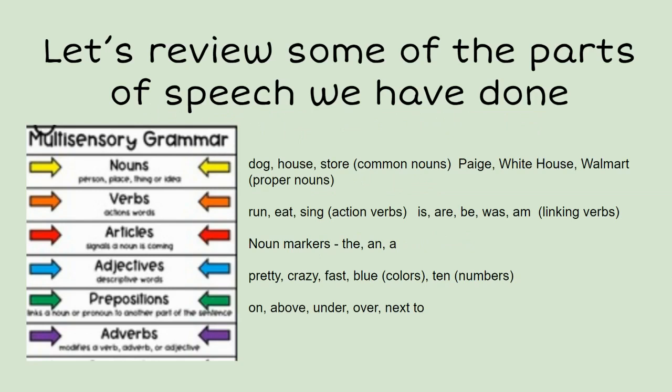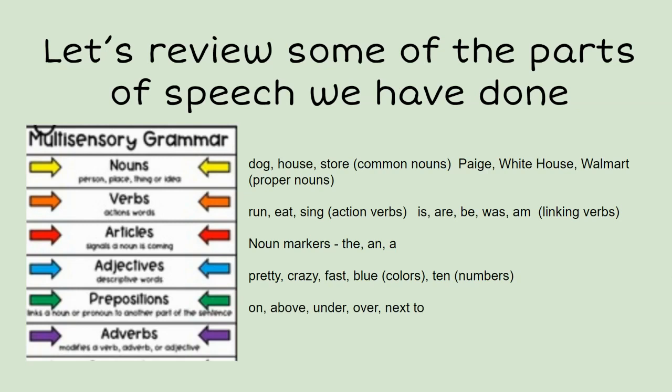Before we move ahead, let's review some of the parts of speech that we've already done this year. We have nouns, which we code yellow. It's a person, place, thing, or idea, such as dog, house, or store. These are common nouns. As soon as you give them a name and show them respect, such as Page, White House, Walmart, whatever it might be, it becomes known as a proper noun.